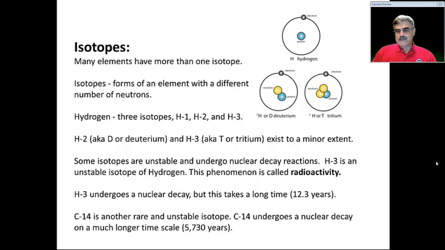Another element that has an unstable isotope is that of carbon, carbon-14, which undergoes a nuclear decay on an even longer time scale of 5,730 years. And there are other isotopes of elements that are radioactive or unstable, and we'll talk about those later in different chapters and how they can be used productively to determine the age of various things.